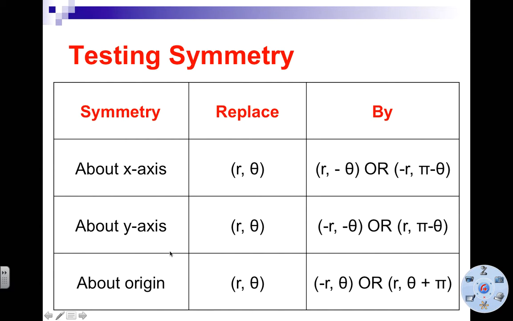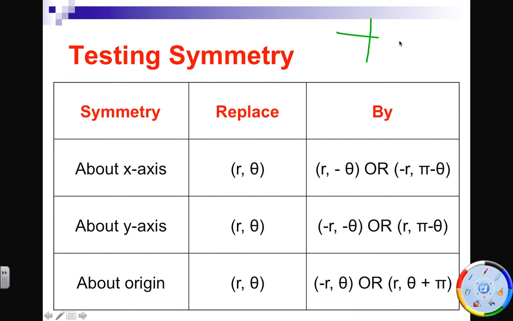In order to test symmetry, we do a very simple test. Wherever we see an r and a theta, we're going to replace it with r and negative theta, or negative r and pi minus theta. This goes along the lines of finding the coordinates. Remember, we had a coordinate that could be listed as r, theta, but it also could be listed as negative r and theta plus pi. That's actually where this comes from.